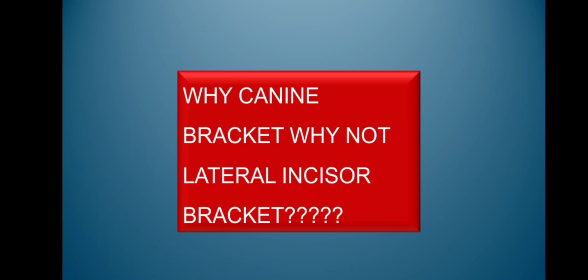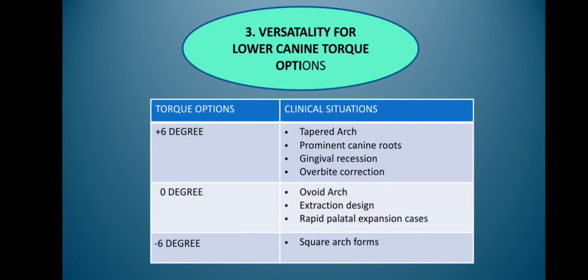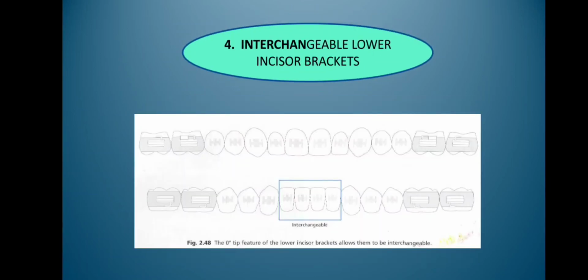7 degrees. And coming to the third option, that is versatility for lower canine torque option. There are 3 options: plus 6 degree for tapered arch, prominent canine roots, gingival recession and overbite correction, and 0 degree for ovoid arch, extraction design and rapid palatal expansion cases, and minus 6 degree for square arch forms.